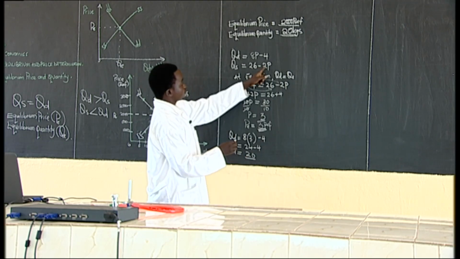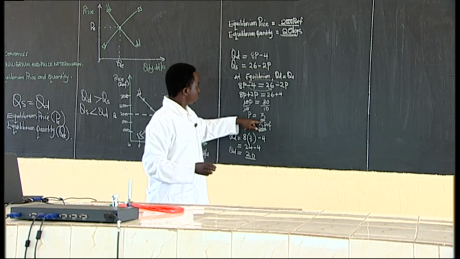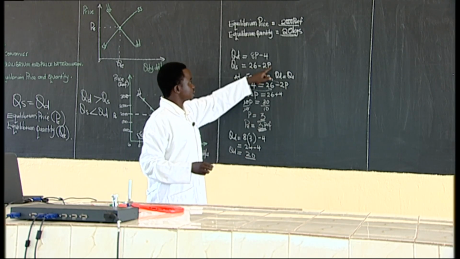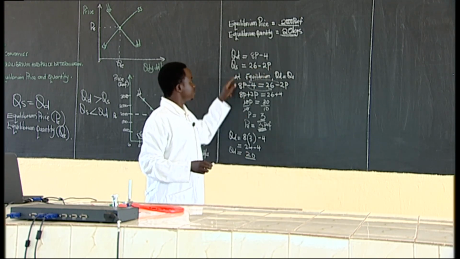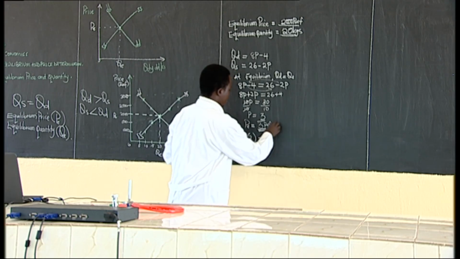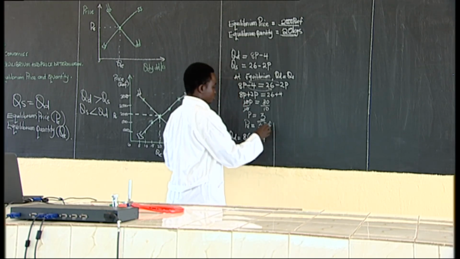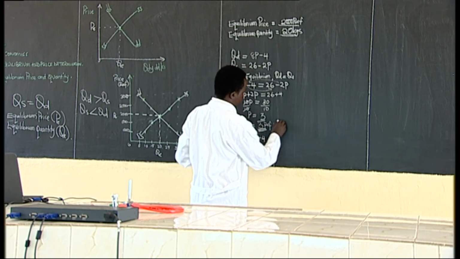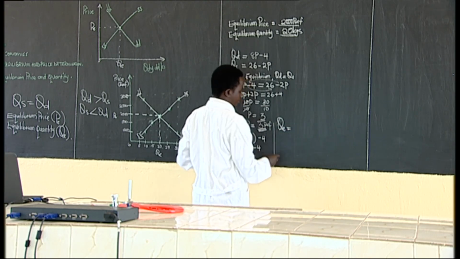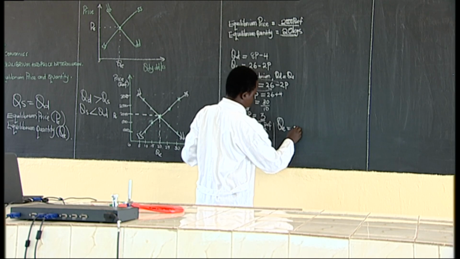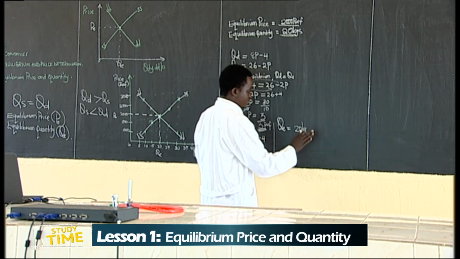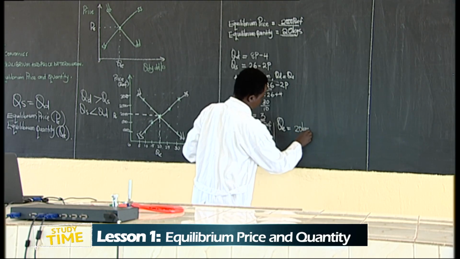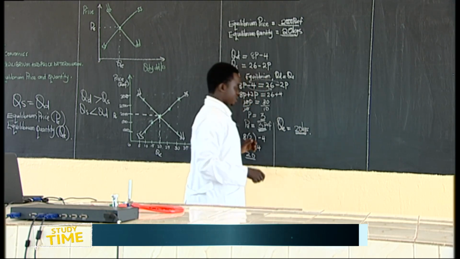You can even substitute here the value of P, because 2 times 3 is 6. Then 26 minus 6 will also give you 20 as quantity supplied. Therefore, you have to conclude that our equilibrium quantity is 20 kilograms, if you are given units.